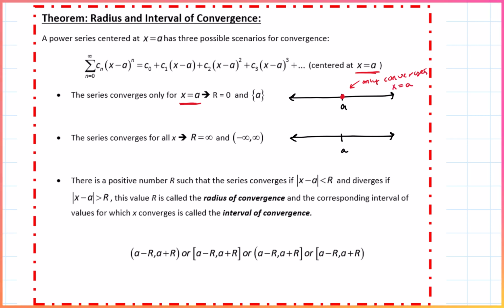So there is no radius. The radius of convergence here, the distance we can move away from a and still have convergence, is actually equal to 0.